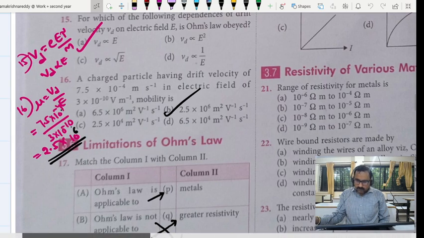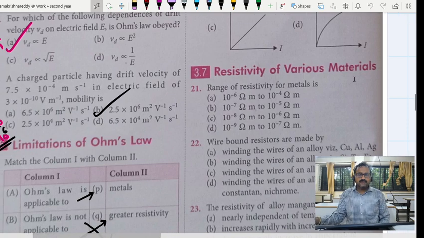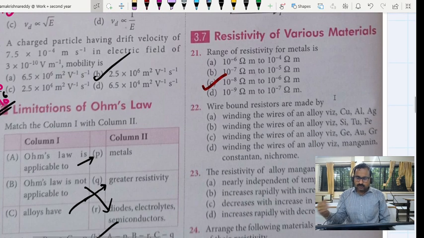Range of resistivity of the metals. I will show you what NCERT has given and exactly what they have taken: that is 10 power minus 8 ohm meter to 10 power minus 6 ohm meter. I will share that with you, and the other questions I will discuss later.